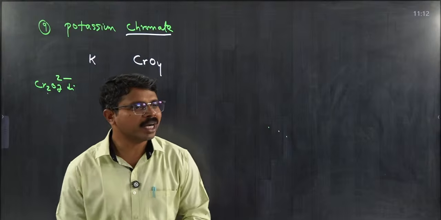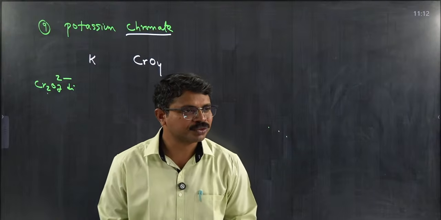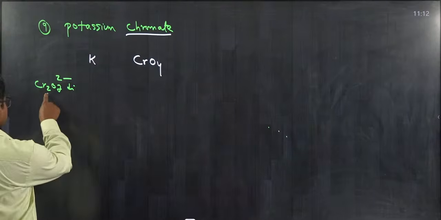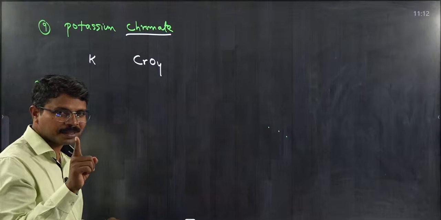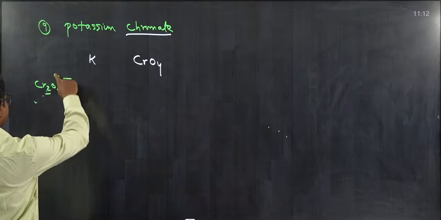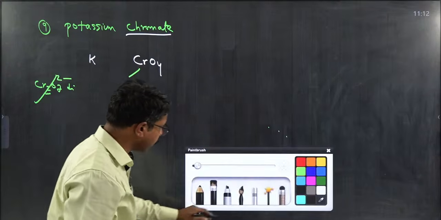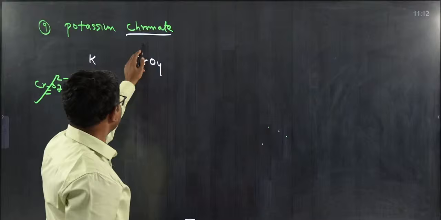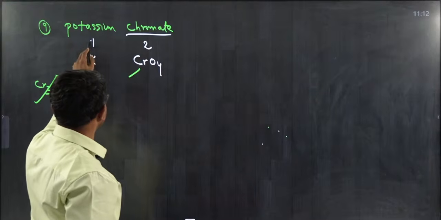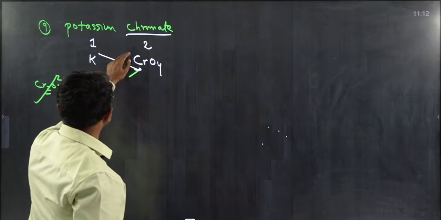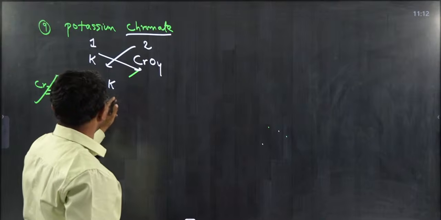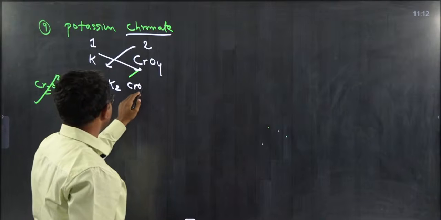So there is no point in being confused about these two. Dichromate, since it contains two chromiums, is considered to be dichromate. And if you have only one chromium in the given anion, that is chromate. Now the chromate valence is 2 and potassium valence is 1, and if you crisscross these valences, you will get the formula as K2CrO4.